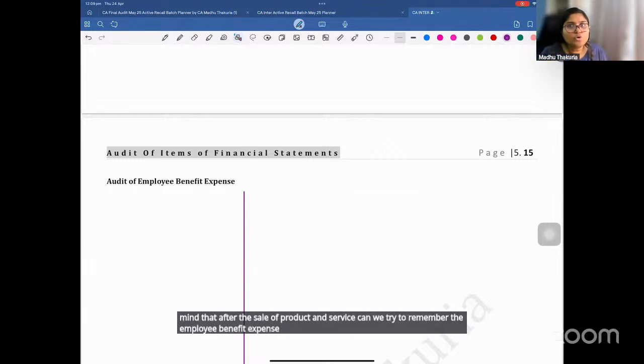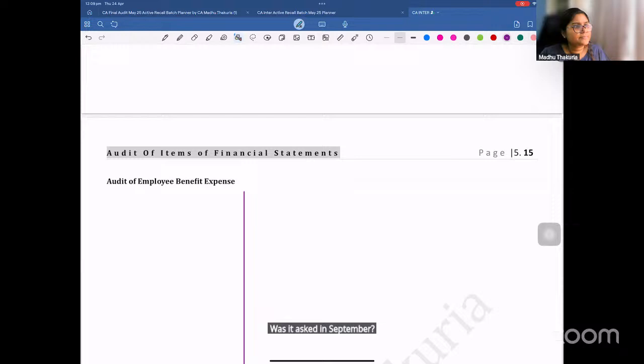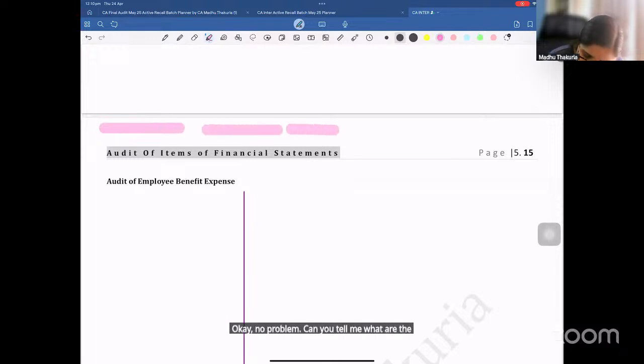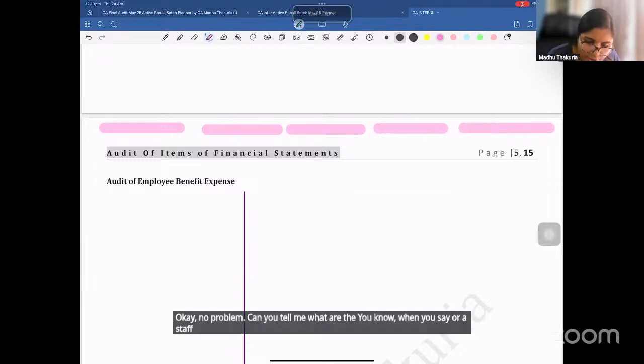Now, do you guys know when the employee benefit was asked in the exam? Was it asked in September? Anyone? Okay, no problem. Can you tell me, when you say employee or staff, what are the processes that are going to be related to employees and staff in a company?